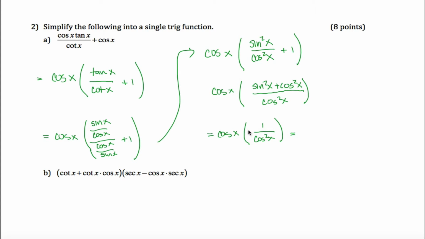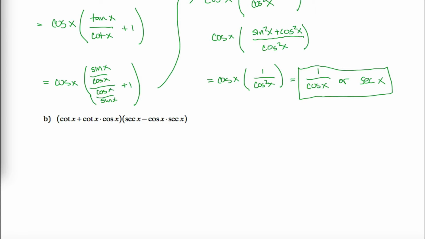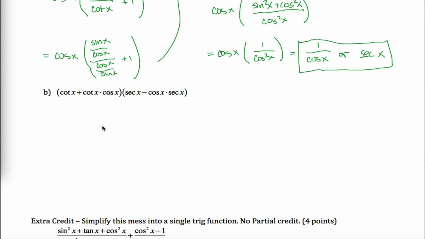So I got cosine of x times 1 over cosine squared. This cosine and one of these cosines cancel out, and I get 1 over cosine of x or the secant of x. And either of these two answers are acceptable from my perspective. So I'll put the box around both of them and call that one good. What about this mess? Again, multiple ways you can solve it. I think the easiest way is to recognize that in this factor, both terms have a cotangent in them.